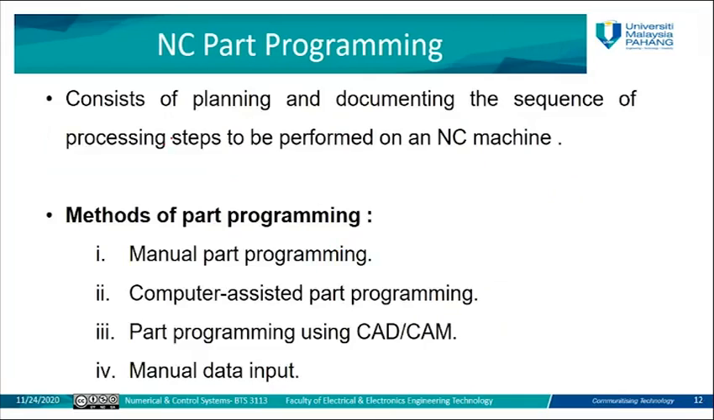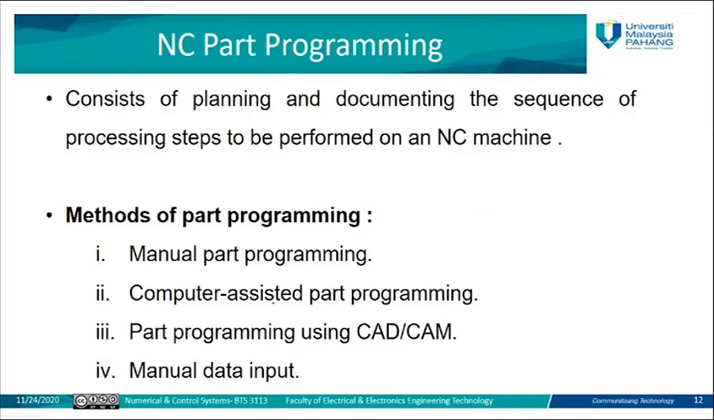So there are actually four main methods used for NC part programming. The first method is called manual part programming. The programmer will develop the program manually from scratch. He will read the drawings, then write the program. That is what we are going to do during this chapter. So you have a drawing, and from this drawing you are going to write the code. So we call it manual part programming.